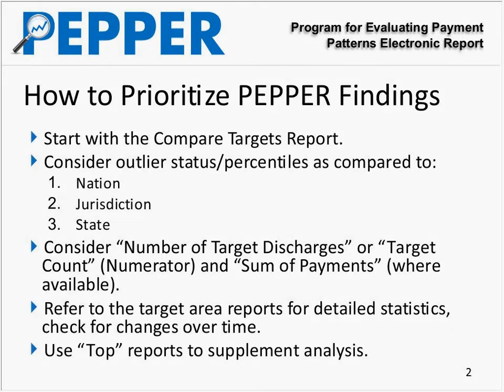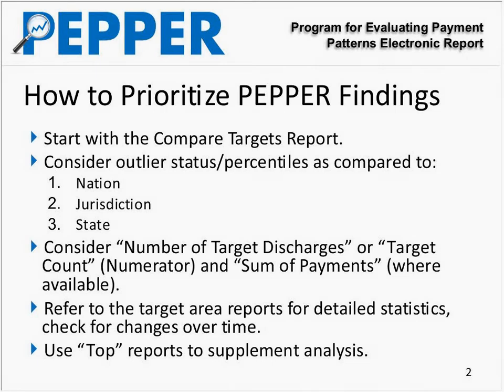So when tackling the issue of how to prioritize your Pepper findings, again, start with the Compare report. This report does include all of the target areas that have reportable data for the most recent time period, and it will identify if you are a high or a low outlier for that particular target area. Look at the target area reports for the areas that you're an outlier in.